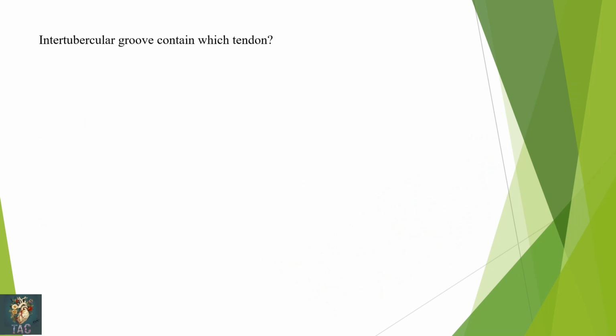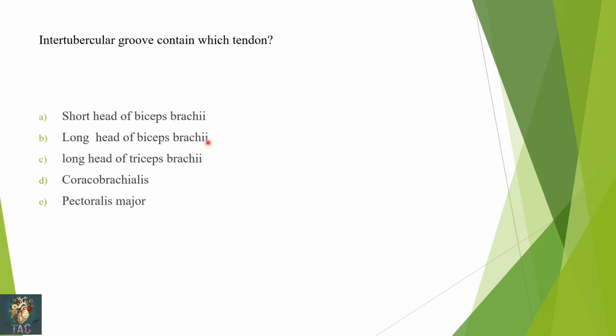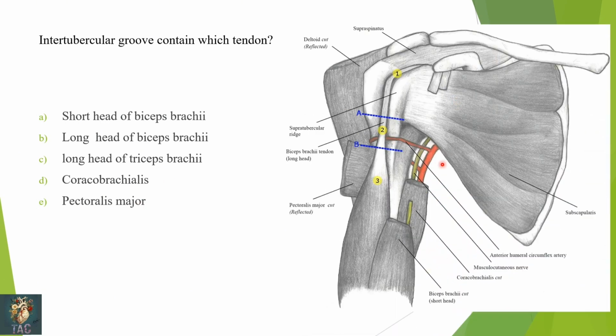Next question is, the intertubercular groove contains which tendon? The short head of the biceps brachii, long head of the biceps brachii, long head of triceps brachii, coracobrachialis and the pectoralis major muscle. So look at this. This is the biceps brachii and it's a long tendon which is present. So the correct option is B.